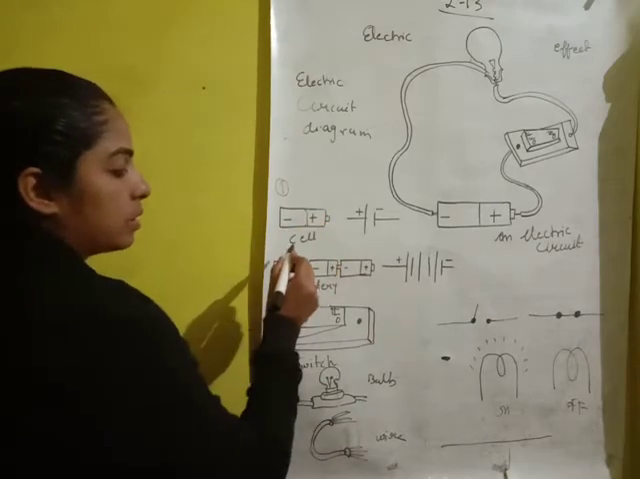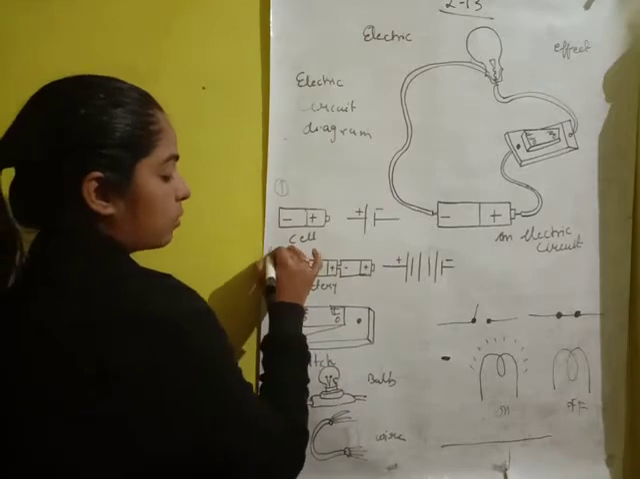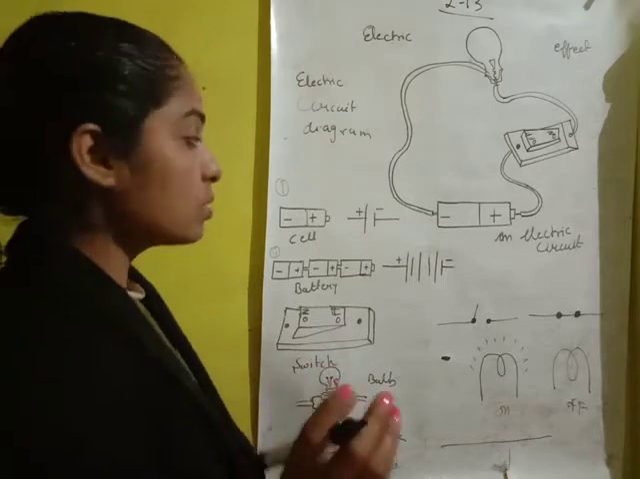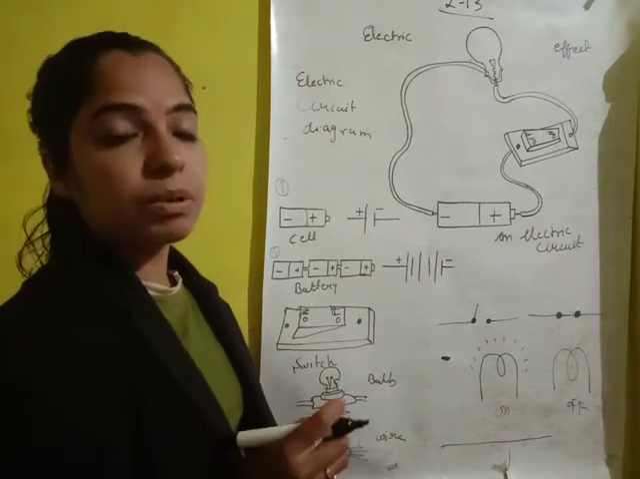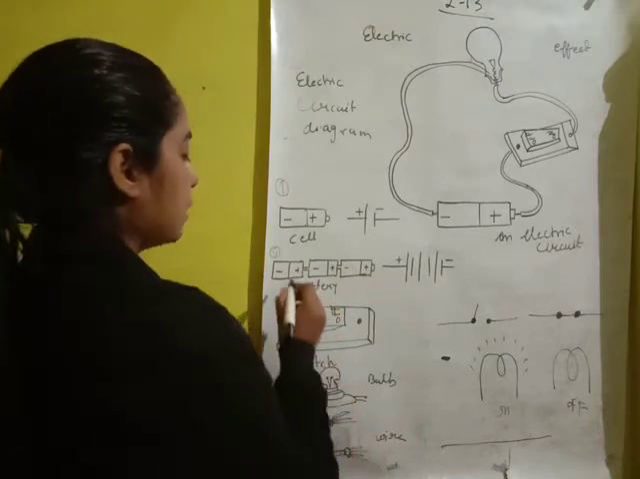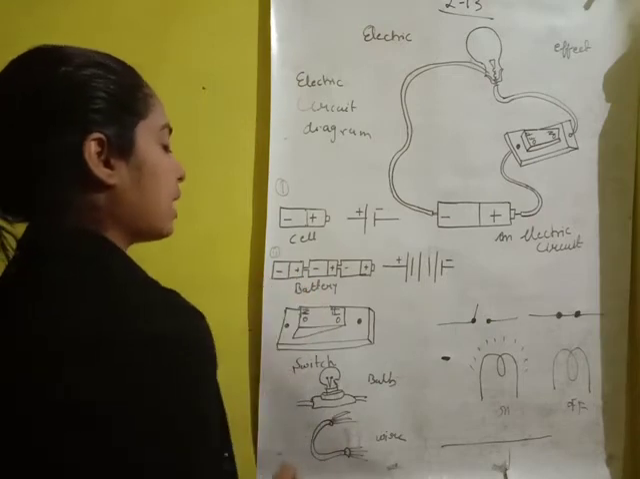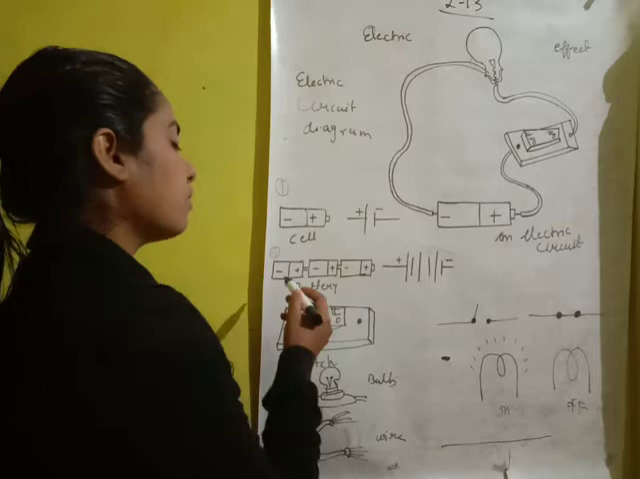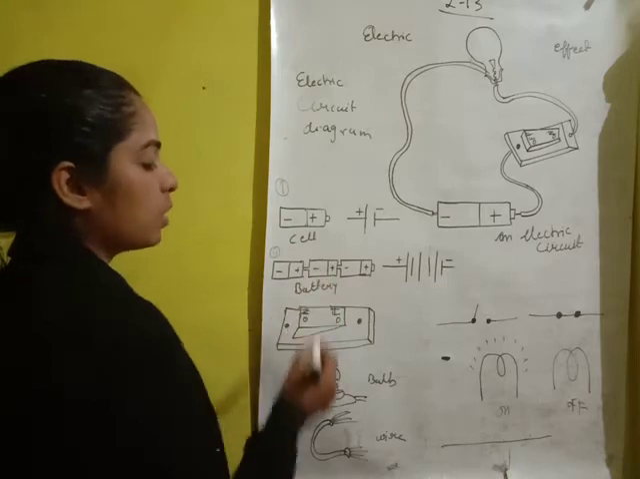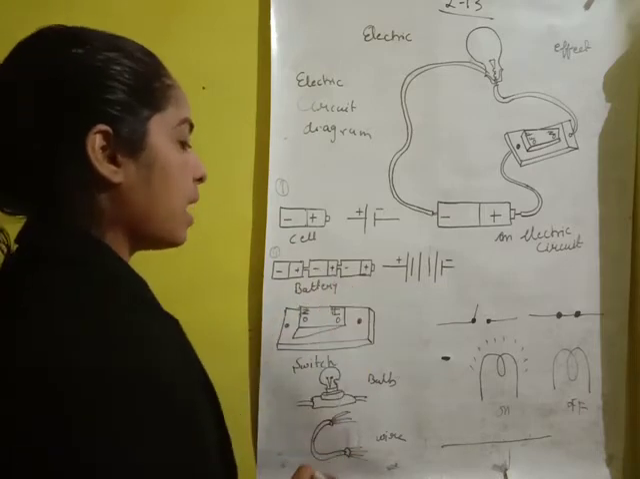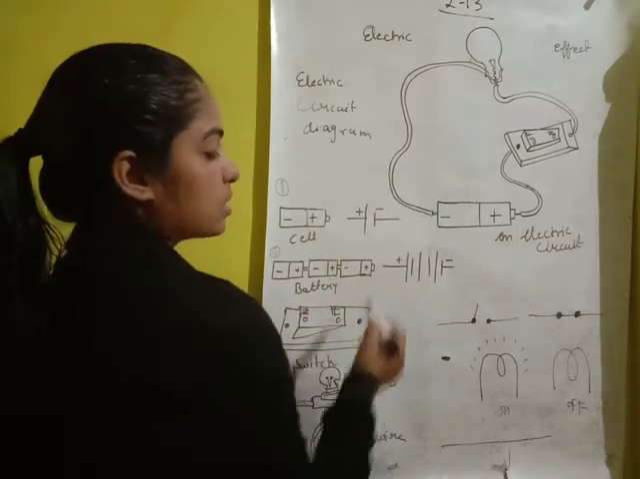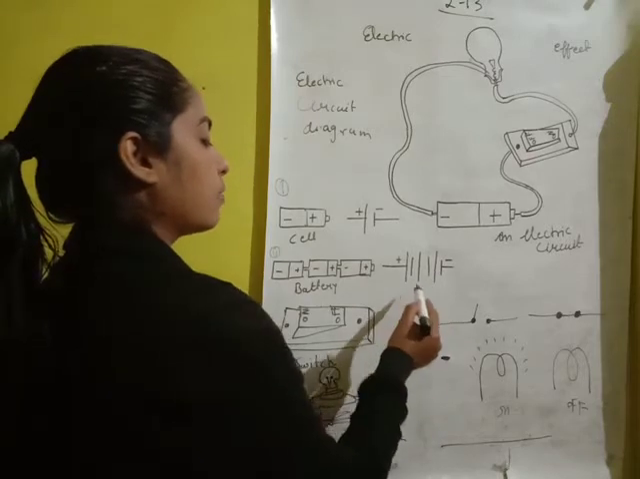After the cell, the second part of the circuit is the battery. When you join more than two cells together, they form a battery. This is used for high electricity flow. Always remember that opposite charges are joined: the positive terminal is attached to the negative terminal of the next cell. In the battery diagram, you have to denote the joining like this.